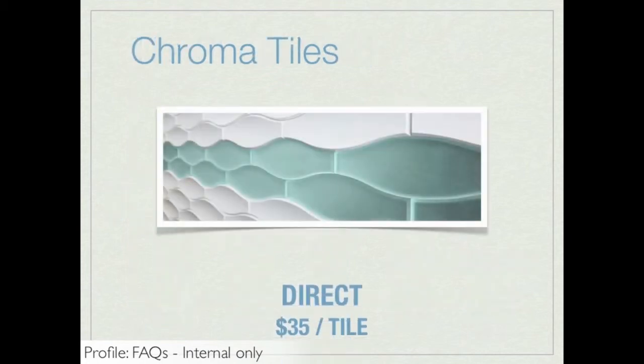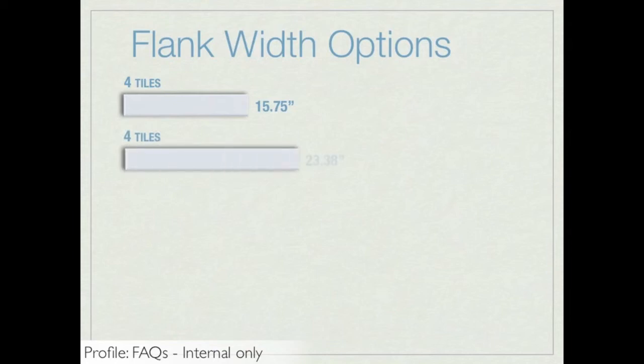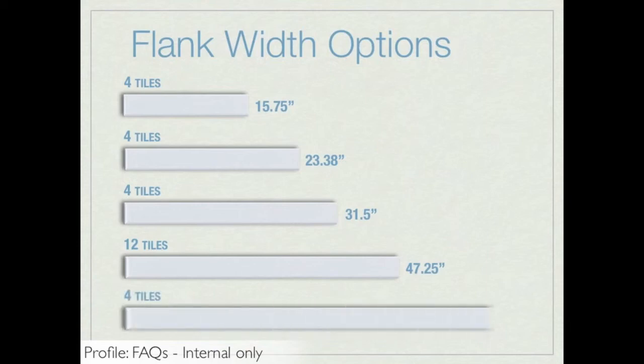But first, be aware that Clear plus Reflect Chroma tiles are available via Direct for $35 per tile. Now, when it comes to Flank tiles, the available width options are 4 tiles at 15.75 inches, 4 tiles at 23.38 inches, 4 tiles at 31.5 inches, 12 tiles at 47.25 inches, and 4 tiles at 71.13 inches.